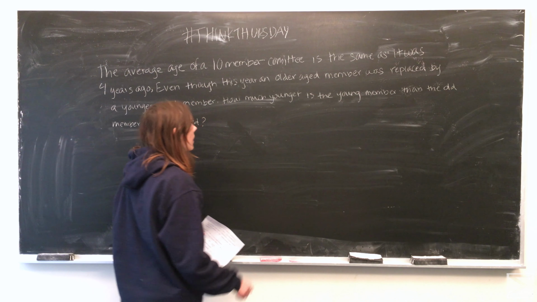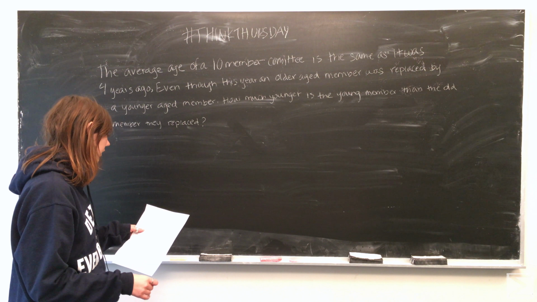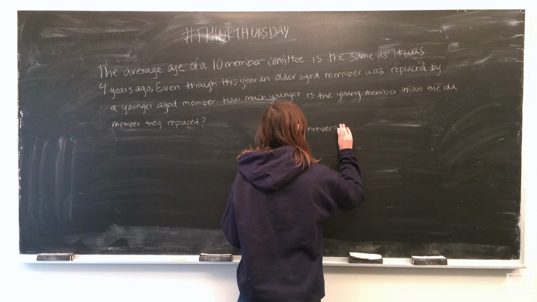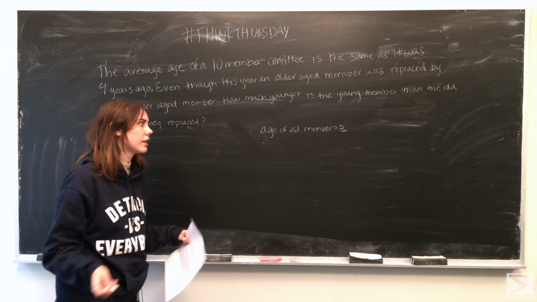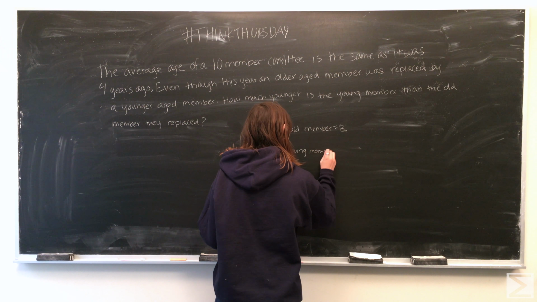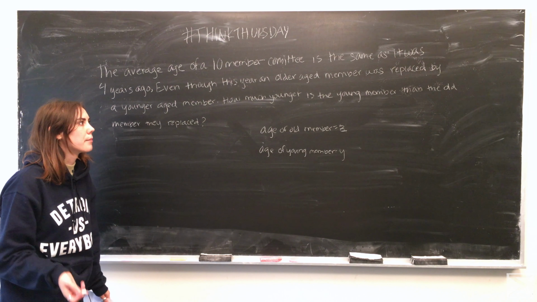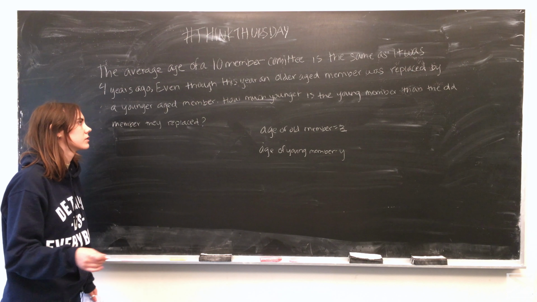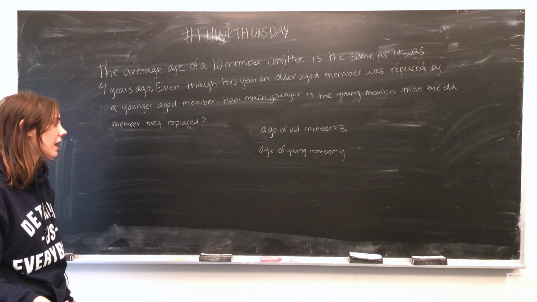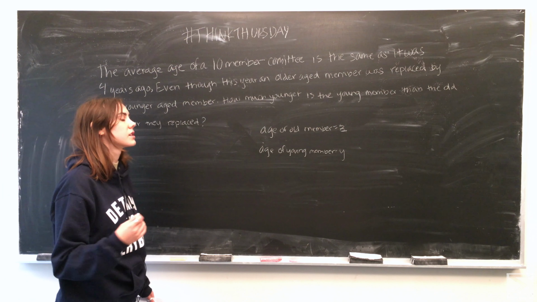So let's begin by calling the age of the old member Z. And we'll call the age of the young member Y. We can also call the sum of the other 9 members. So since there's 10 members, one is old, then he gets replaced by one that's younger. There's 9 other members that stay the same. We'll call the sum of those ages X.